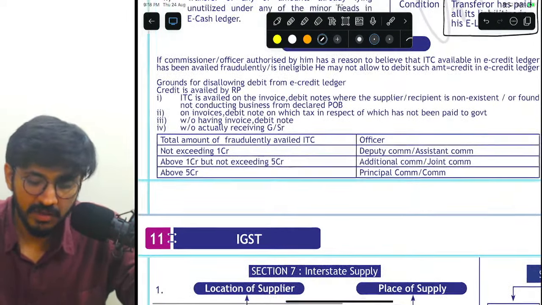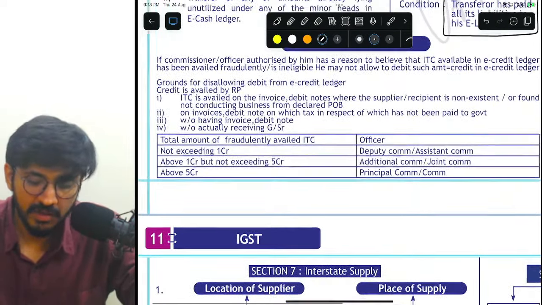And the last is e-cash ledger. Understand, the amount in e-cash ledger, government is supposed to pay that in case I ask for a refund. So it has to be a credit balance. So any deposit that I have made towards tax, interest, late fee, penalty via RTGS, NEFT, net banking is credited. Also when TDS is deducted by the deductor and TCS by the e-commerce operator and they pay that amount on the 10th of the next month, it gets reflected in my e-cash ledger.